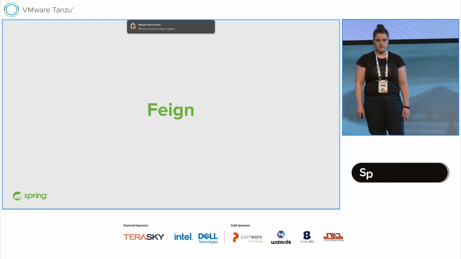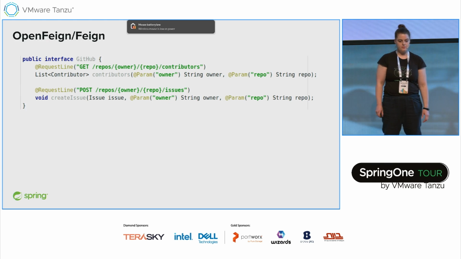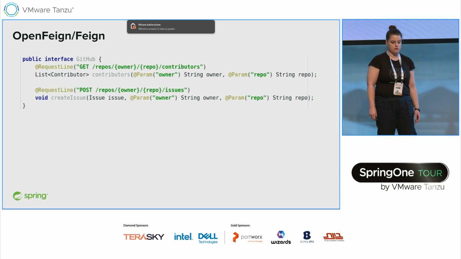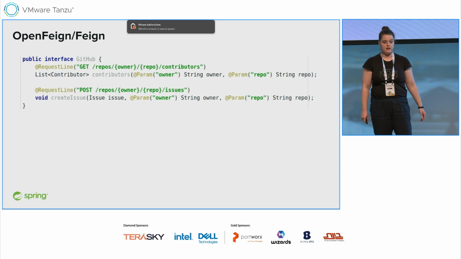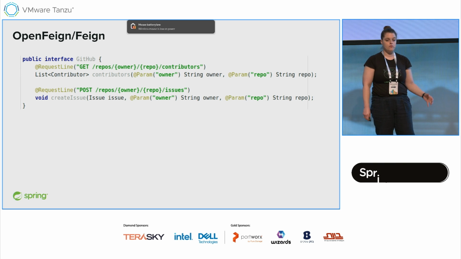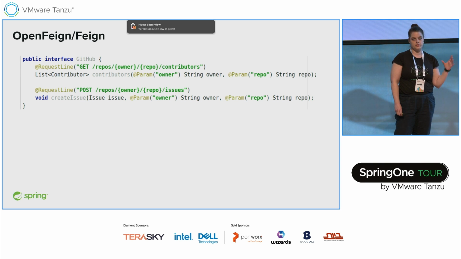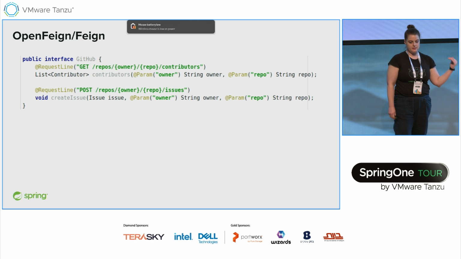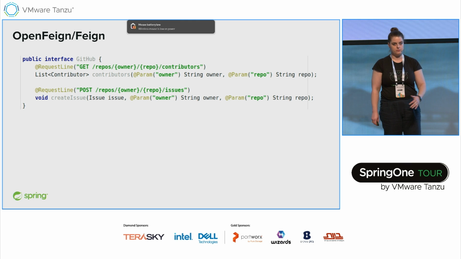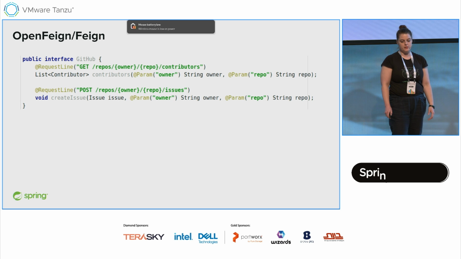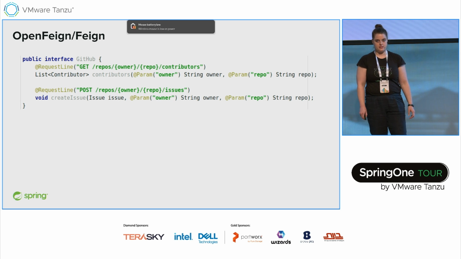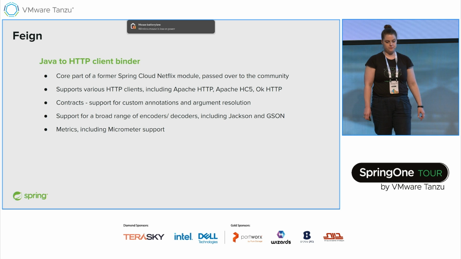Feign is a vastly popular solution, and this is what this interface looks like. Feign has its own annotation, so the request line annotation is typical for Feign, and it can allow you to indicate the method and the path with any segments where you want to pass parameters. Then you can use the param annotation to indicate what parameters it will be, and then you can call the method in your code.